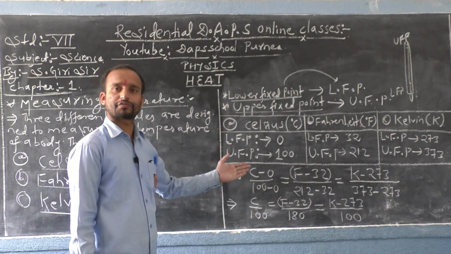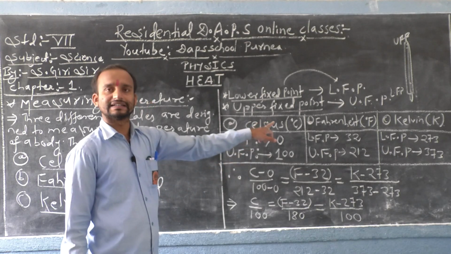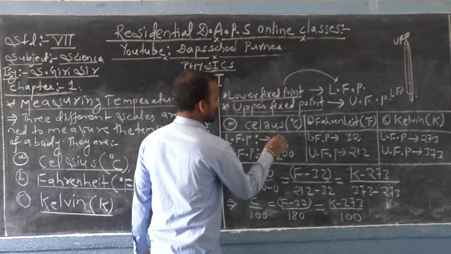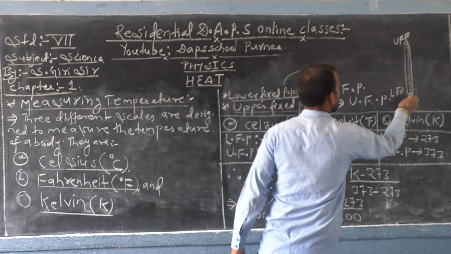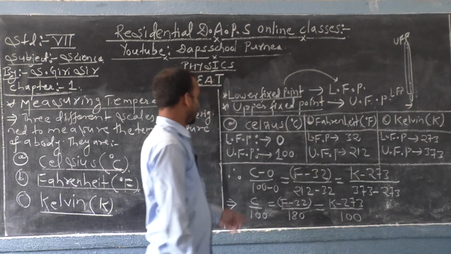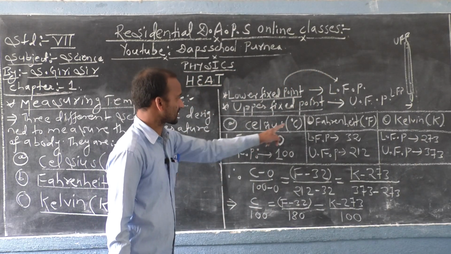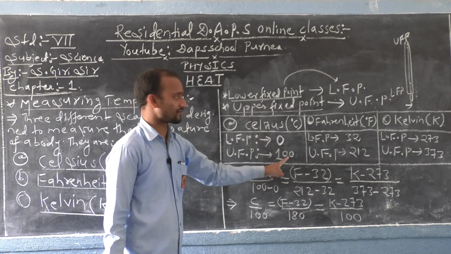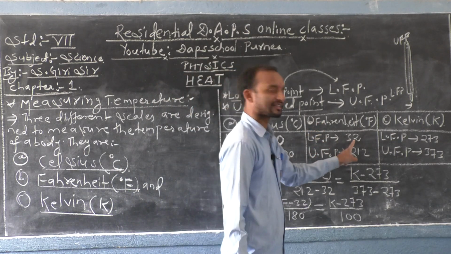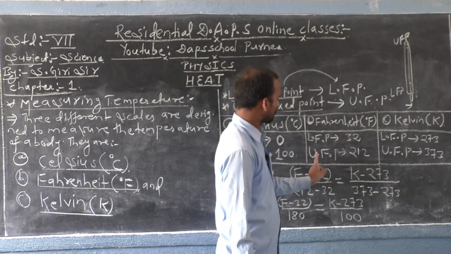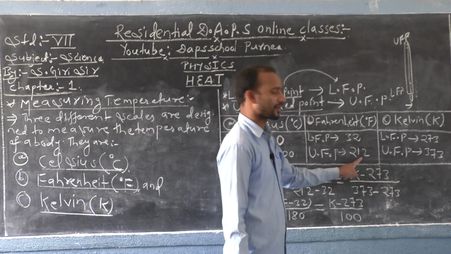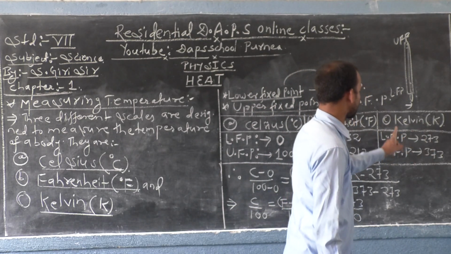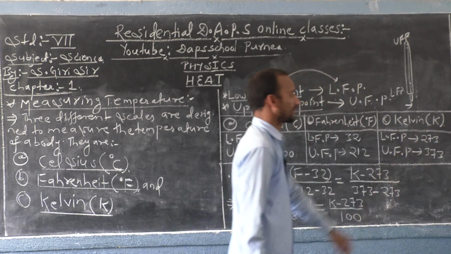What are the lower fixed point and upper fixed point for each scale? In the Celsius scale, the lower fixed point is 0, and the upper fixed point is 100. For Fahrenheit, the lower fixed point is 32 and the upper fixed point is 212. Remember, the lower fixed point of Kelvin is 273 and the upper fixed point of the Kelvin scale is 373.